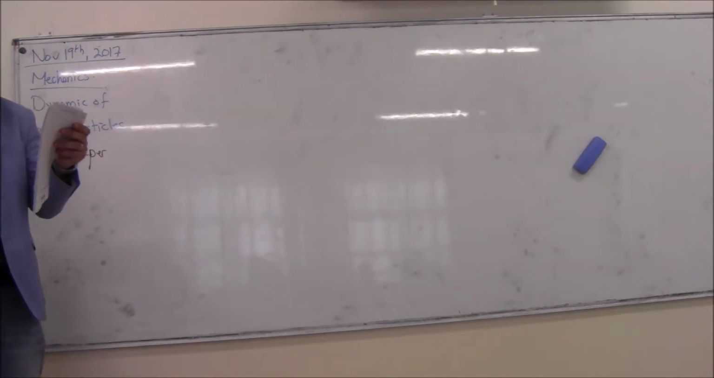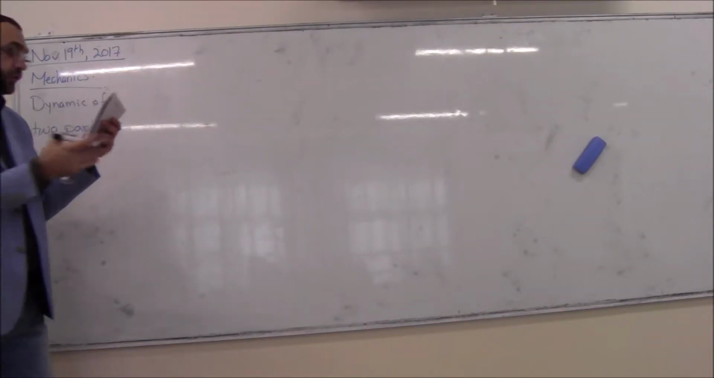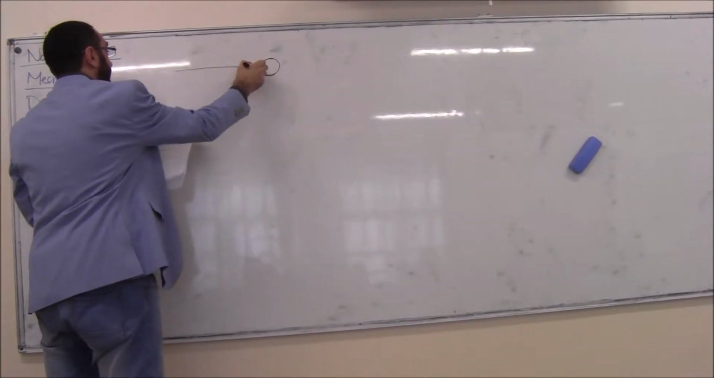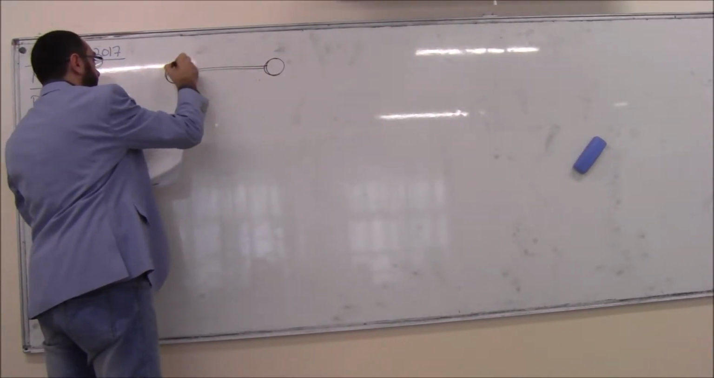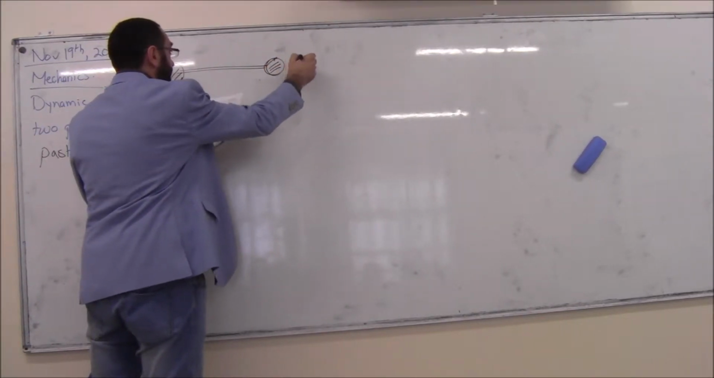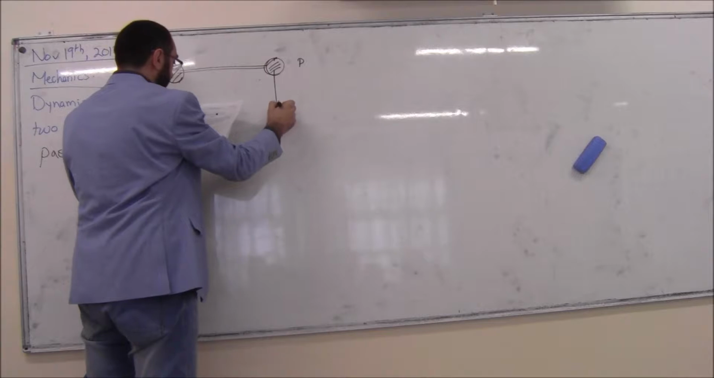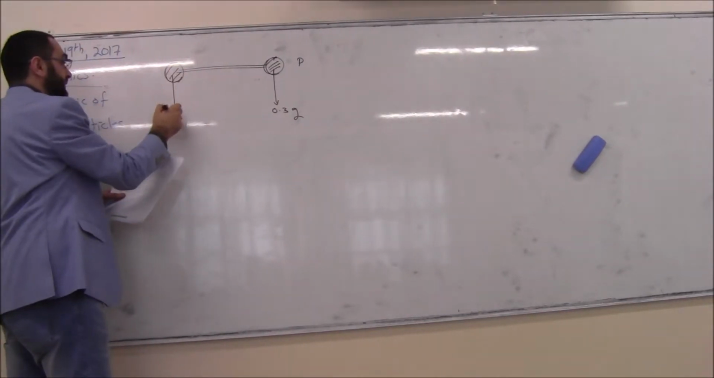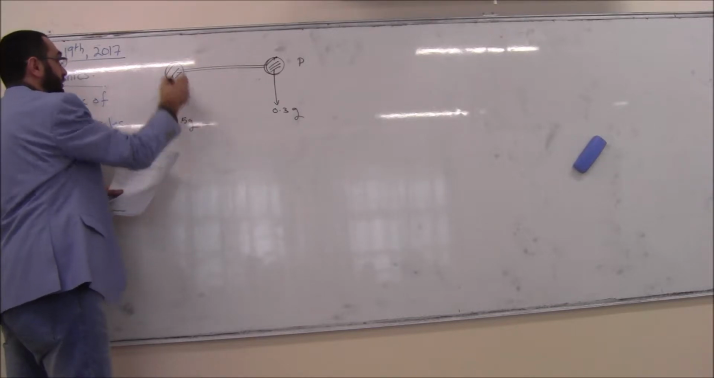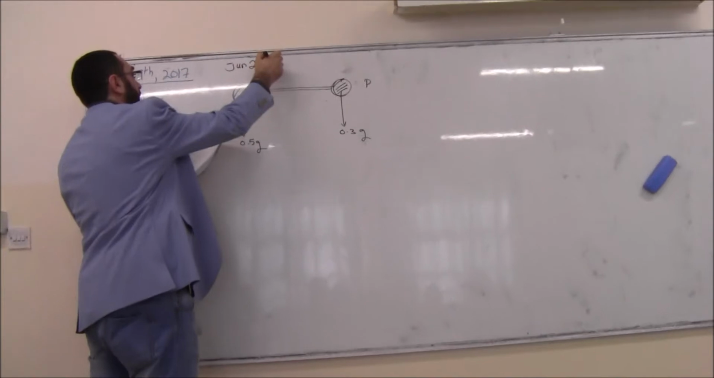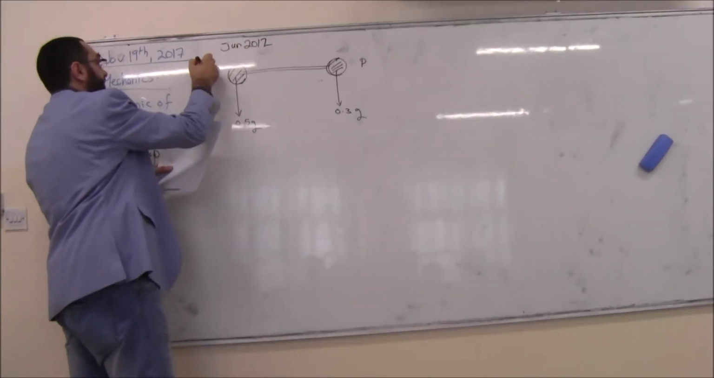Look at June 2012, question 7. Two particles P and Q, of mass 0.3 kilograms and the other particle 0.5. This is P, 0.3 G weight, 0.5 G.